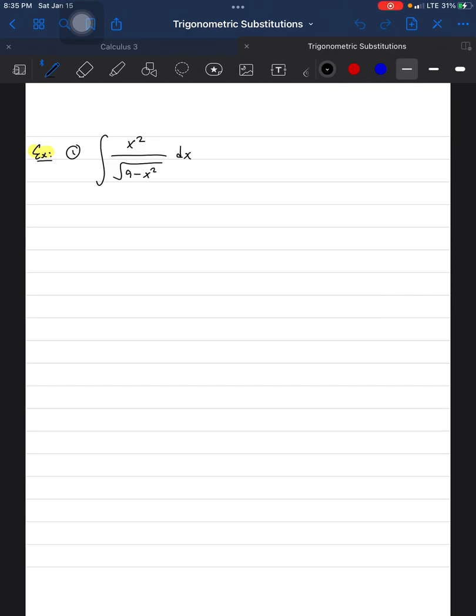So this video is going to be a follow-up to the trigonometric substitution video. In this video we're going to be doing examples of trigonometric substitutions. So let's start with this example first. Integral of x squared over radical 9 minus x squared dx.